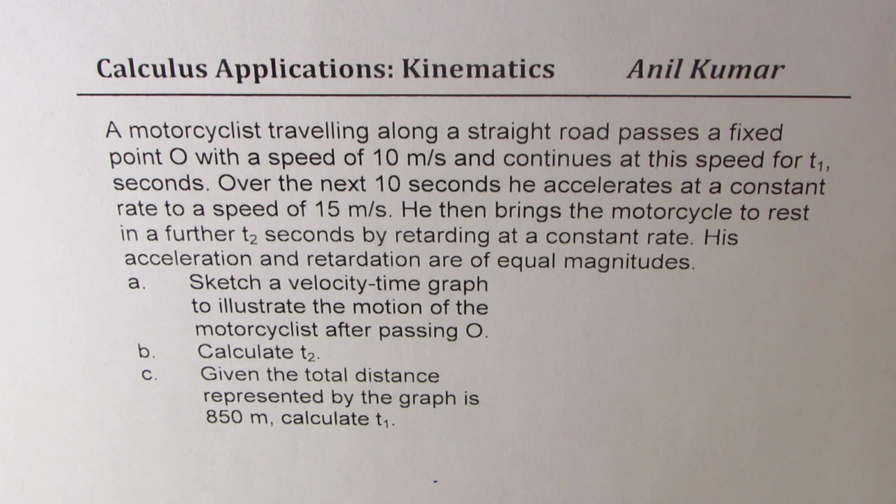So this is kind of complicated. I'd like you to pause the video, read it, understand, and then answer the following three parts. A. Sketch a velocity time graph to illustrate the motion of this motorcyclist after passing O. B. Calculate t2. And C is, given the total distance represented by the graph is 850 meters, calculate t1.